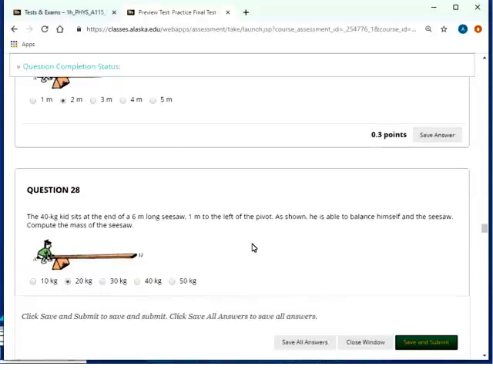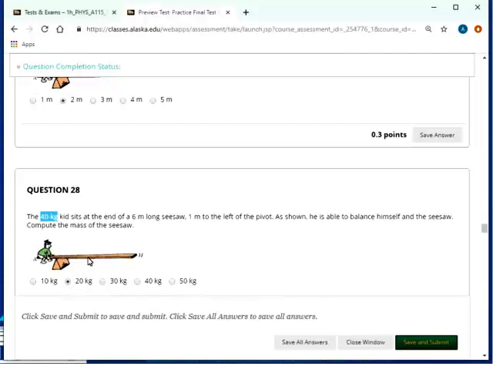Looking at it in a different way would be, well, the kid is sitting 1 meter off, times mass, 40 kilograms, times gravity. Let's use a rounded 10 meters per second squared. So 1 times 40 times 10 is going to give me 400 Newton meters for the torque over here. In order for it to be balanced, the entire board has to match that, of course, pulling in the opposite direction.